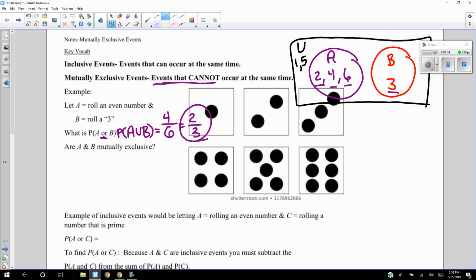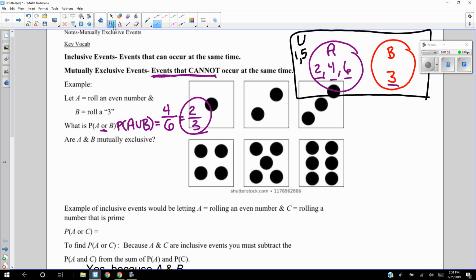The question next is, are these events mutually exclusive? Can these events occur at the same time, or can they not? Well, you cannot roll an even number and get a 3 on one roll. So these events are mutually exclusive because they cannot occur at the exact same time.